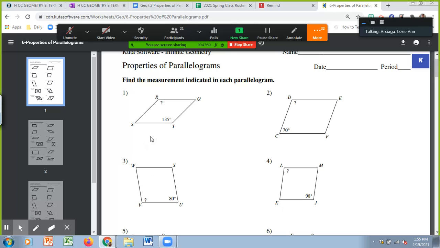All right. Okay, so number 2. 110. Why? Because they are right next to each other. So if they're right next to each other, they're supplementary. If you were asked to prove that, how would you prove it?